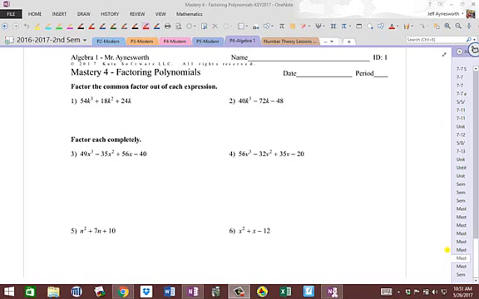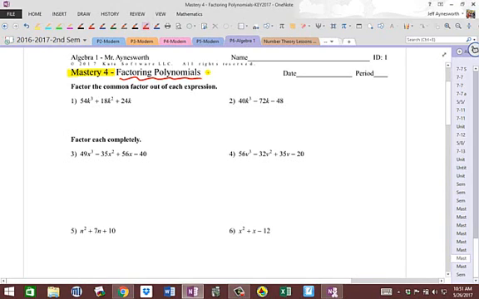Hey, good morning, everybody, and we are going to go through Mastery 4 here on what's called factoring polynomials. So let's go through all the different techniques. Let's start off by factoring out the common factor out of each expression. So take a look at this.